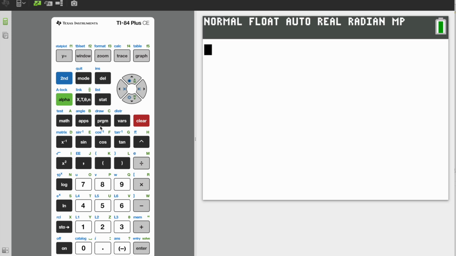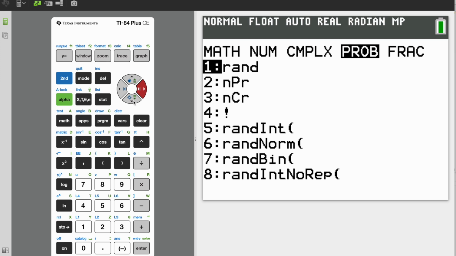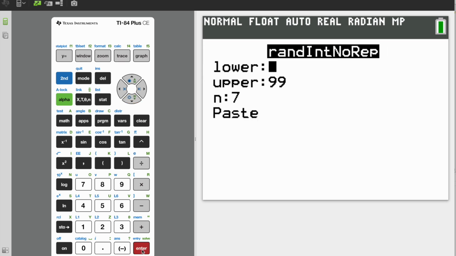So you get started by clicking Math, and then using these arrow keys, you're going to slide over to the Prob for probability menu, and then down to number 8, rand int no rep, and that stands for random integer no replacement. When you choose that, you're going to be brought to another screen where you give a range of numbers that you want to generate. We're going to generate numbers between the range of 1 and 12, and the number of numbers you want to generate, and that's the sample size n.